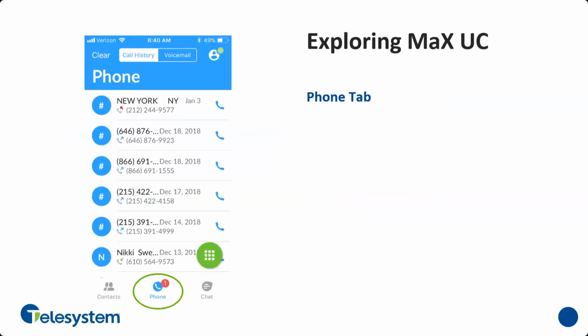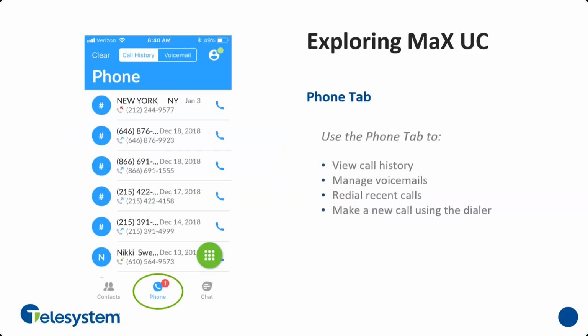Now we're going to scoot over to where it says phone, and under the phone tab, you're going to have a few more things that you're going to be able to access. You're going to be able to access your recent call list, which is your history. You're going to be able to manage your voicemail. You're going to be able to dial from your recent call list, and you're also going to be able to hit that green bubble with the keypad, and open up a keypad to dial a number if you wanted to.